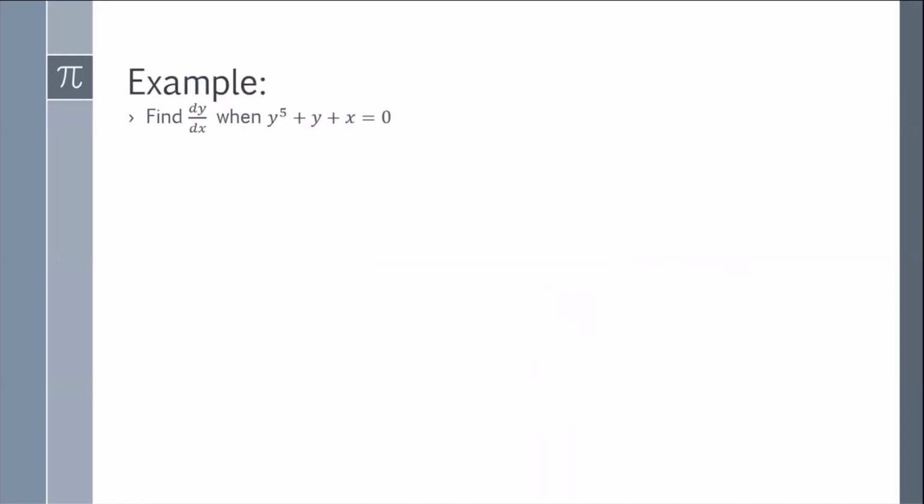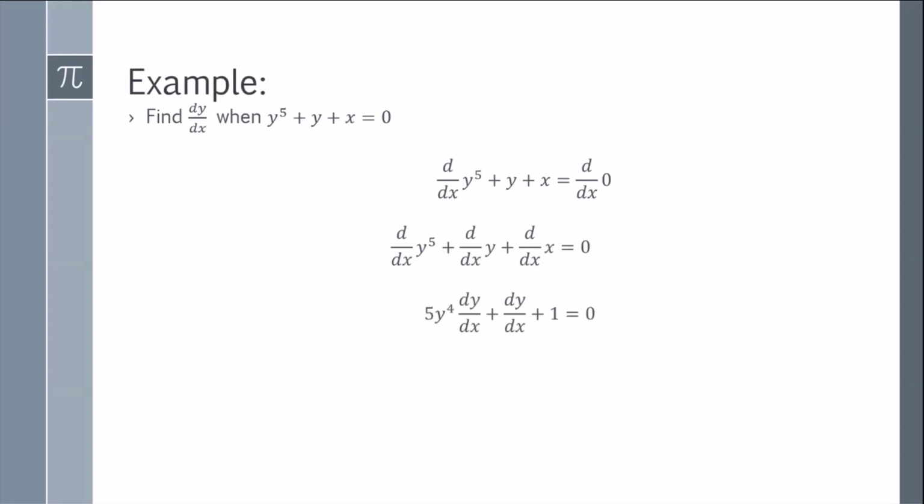Another example, we want to find dy dx when y to the 5 plus y plus x is equal to 0. So we differentiate both sides. The derivative of y to the 5 should be 5y to the 4 times dy dx. The derivative of y should be dy dx. The derivative of x is 1, and the derivative of 0 is 0. So we get 5y to the 4 dy dx plus dy dx plus 1 equals 0.